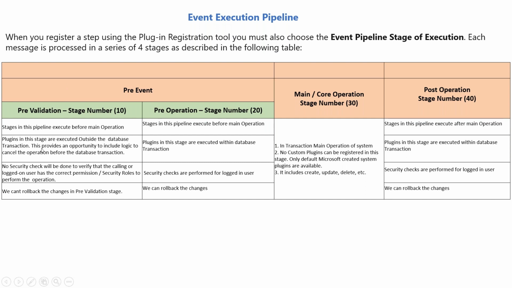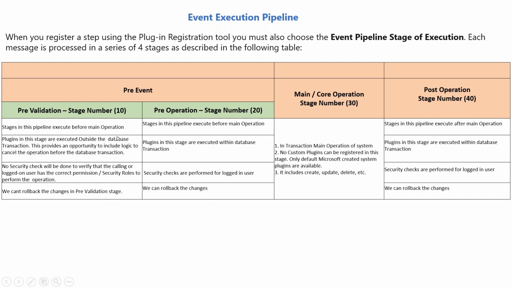There is no rollback applied in pre-validation, and no security checks will be done, whether the calling user is a CRM user or not, or whether a security role is assigned to him or not. It will not check anything. No security checks are done in the pre-validation stage, it is outside the database transaction, and we cannot roll back the changes in pre-validation. But in pre-operation, it will be executed inside the database transaction, and security checks will be done.